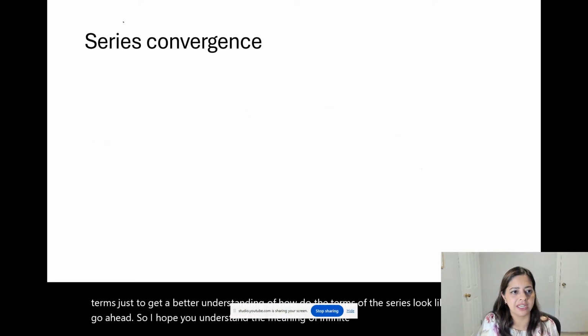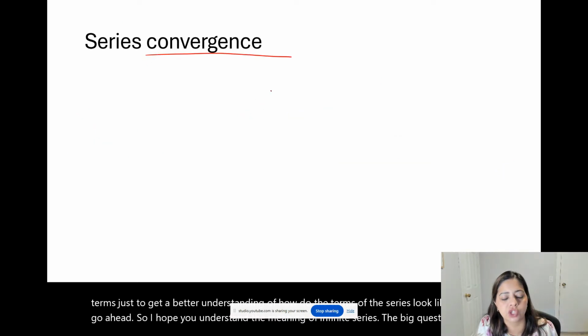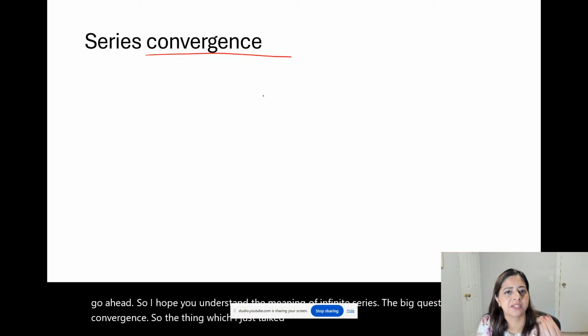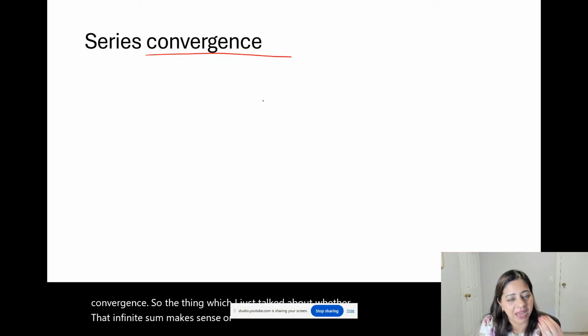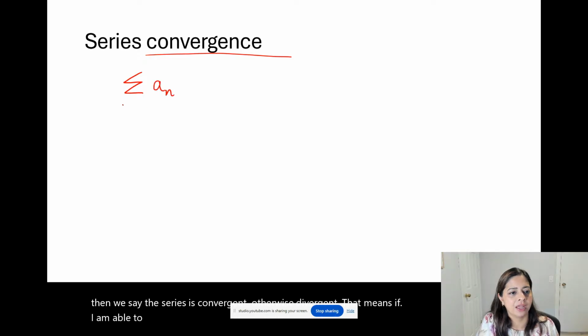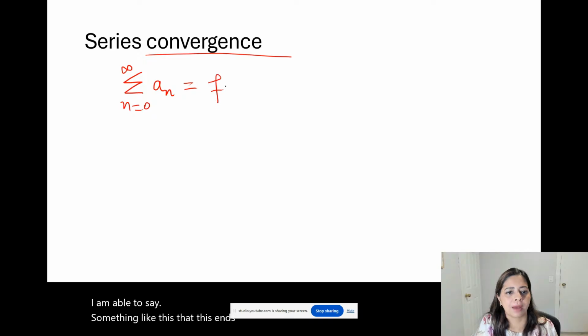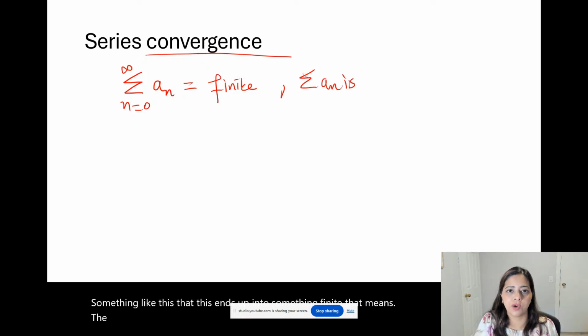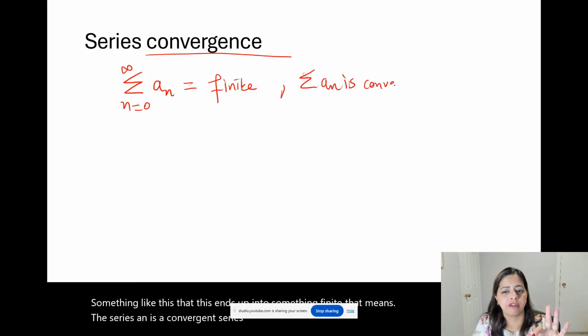Now, the big question is convergence. The thing which I just talked about, whether that infinite sum makes sense or not. If it makes sense, meaning it is a well-defined number, then we say the series is convergent, otherwise divergent. That means if I am able to say that this ends up as something finite, then the series a_n is a convergent series because the sum converges to one value.